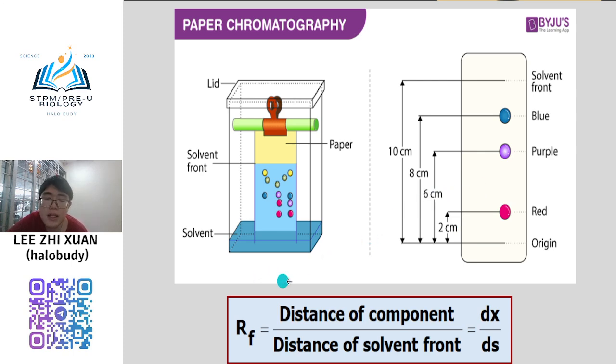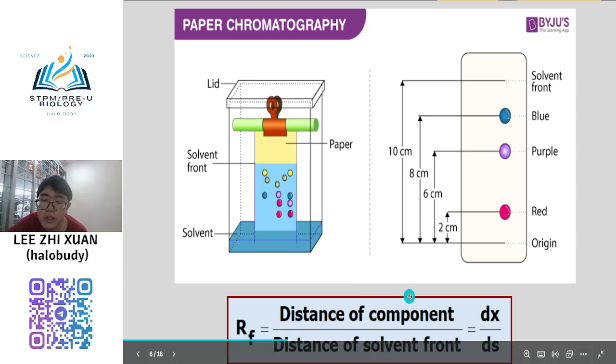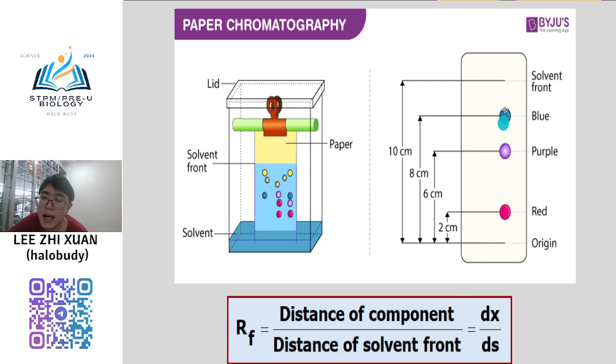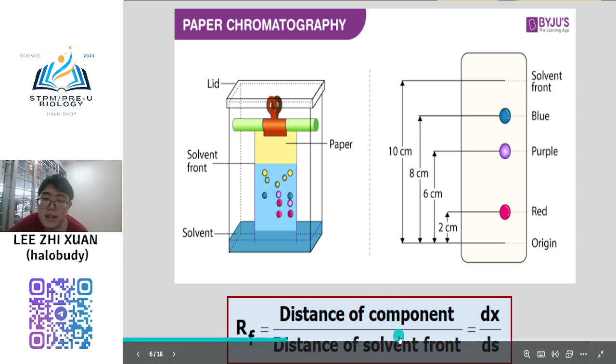So the formula is distance of component divided by distance of solvent front. Meaning that we will see this example. So your diameter, the distance of the solvent front, you see here, from origin until the end is 10 cm. So your diameter is 10 cm.